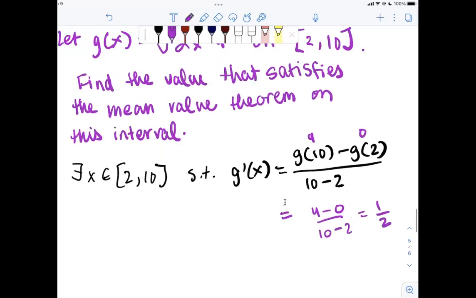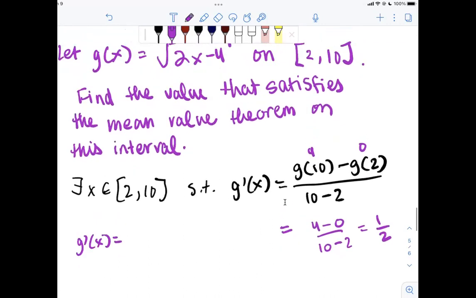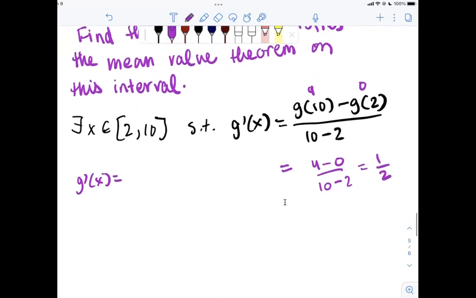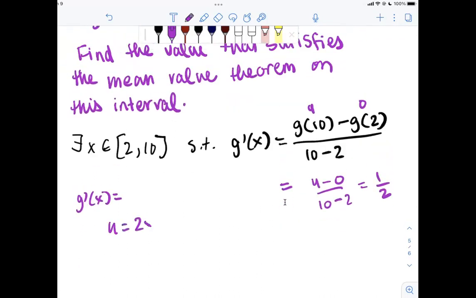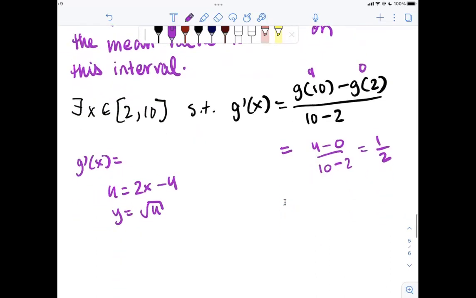Now we need to find g prime of x. All right, so that's the derivative of this. We're going to use the chain rule. So we can write this out as a u substitution. So let's have u equal to 2x minus 4. And y then is equal to, so y is g of x, and that's going to be equal to the square root of u. So g prime of x is dy/dx, which is dy/du times du/dx.